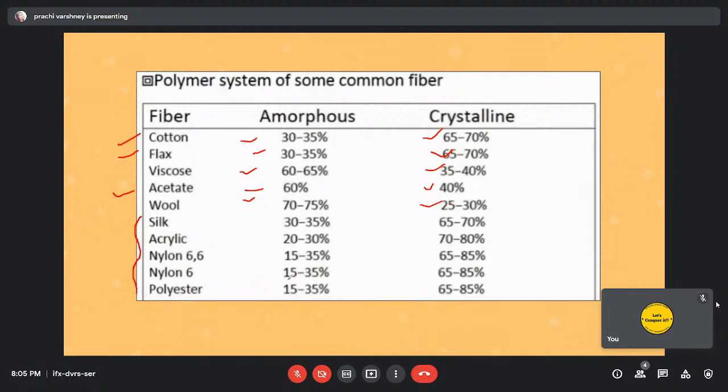They have different ratios. You can see now how the difference between amorphous and crystalline regions gives them different structures, and so different kinds of properties. These properties depend on the polymer system, meaning amorphous or crystalline polymers. I hope this is clear to all.